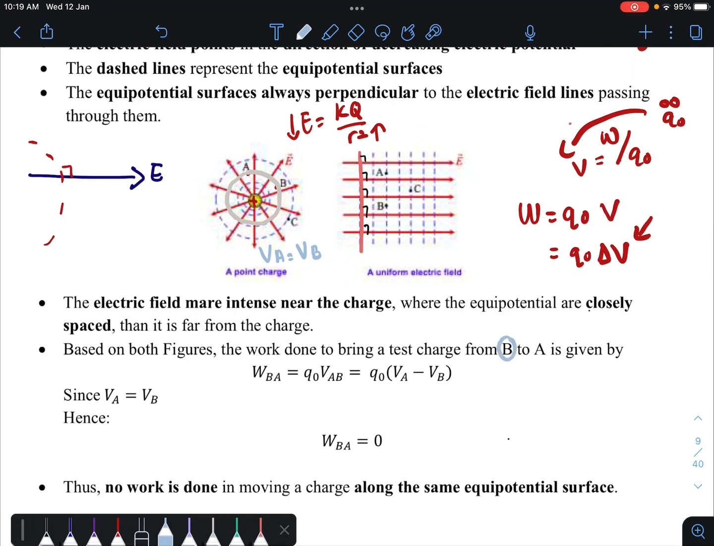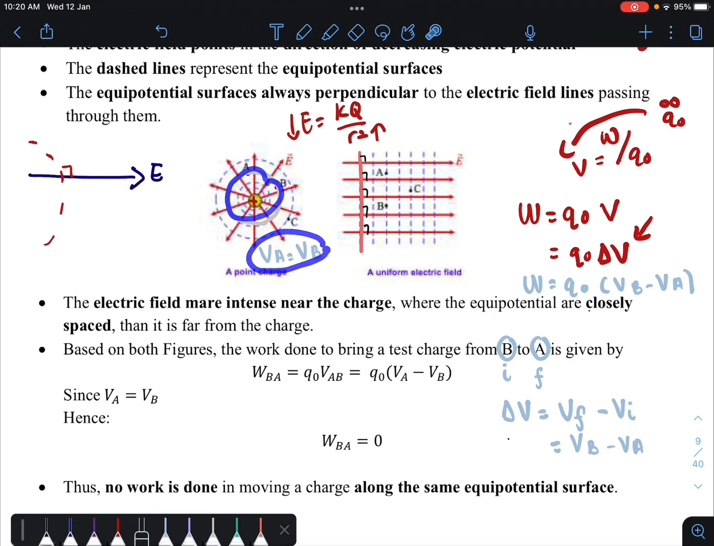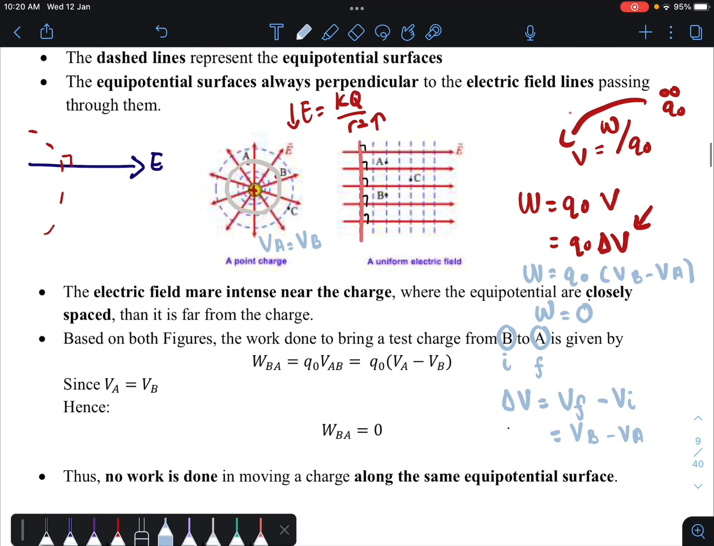Okay, so since you are moving it from B to A, okay, ini adalah initial position kamu to final position. So if we are talking about delta V, final potential minus initial potential. Okay, so VB minus VA. So your work done now becomes Q naught VB minus VA. It's just that they are along the same surface. Potensi mereka sama. VB minus VA jadi kosong. So you get work done is 0. Okay, the work done that you got here is 0.